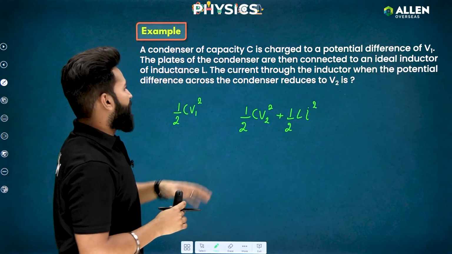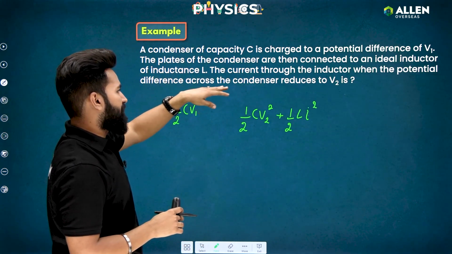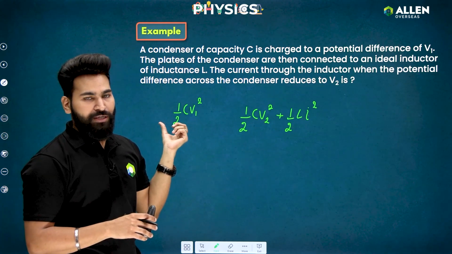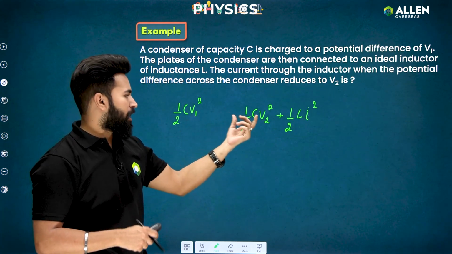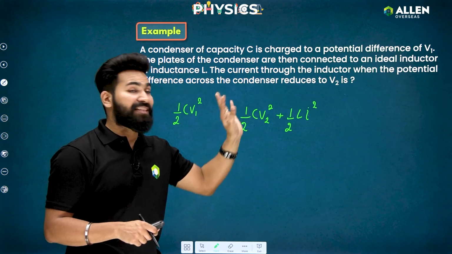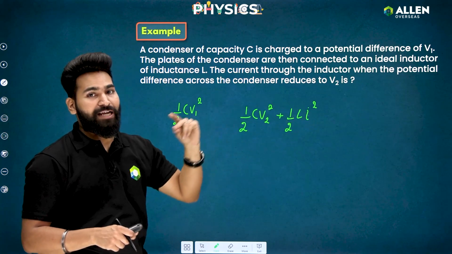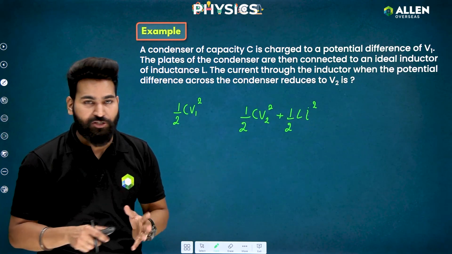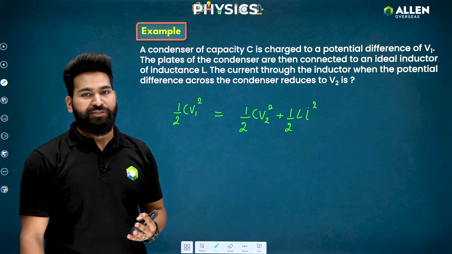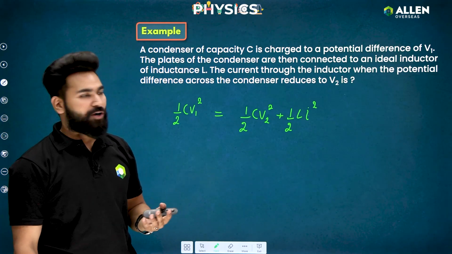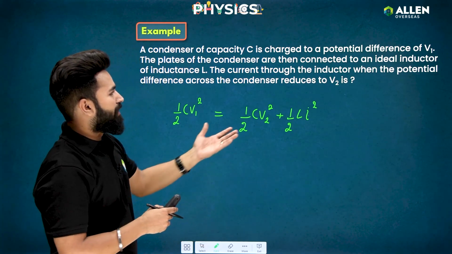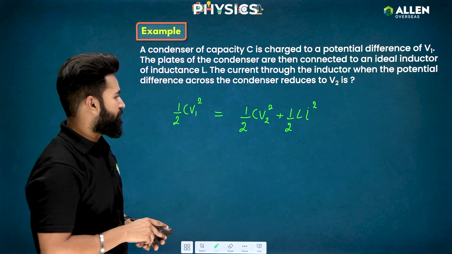We have to find the current through the inductor when the potential difference across the condenser reduces to V2. So this was the initial energy stored when the potential difference was V1. Now when the potential difference becomes V2, this is the energy stored in the capacitor, and the remaining energy will be stored in the inductor. And according to energy conservation, these energies should be equal. So let's now solve it. We don't have to put in values, we just have to solve it in terms of variables only.